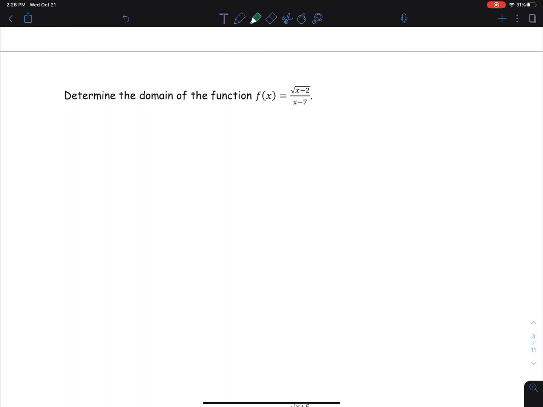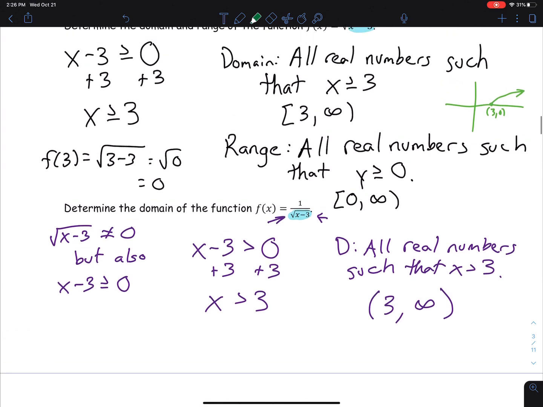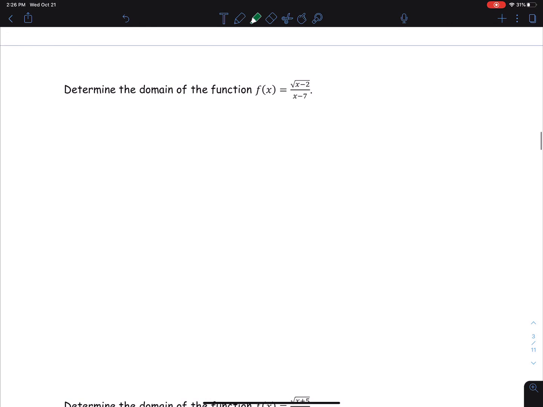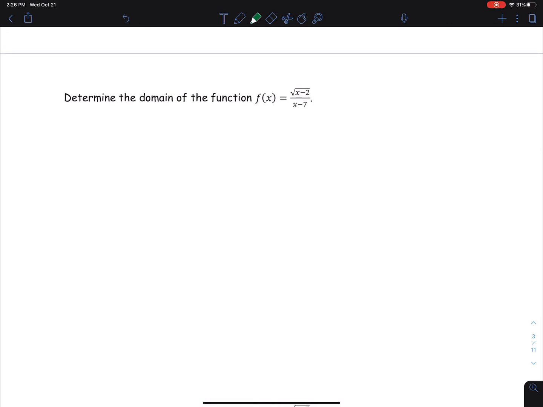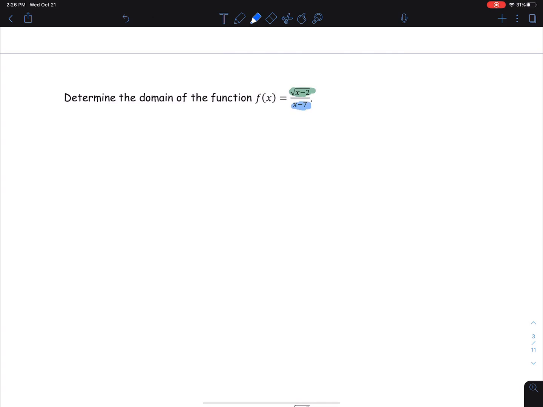So determine the domain of the function f of x equals the square root of x minus 2 over x minus 7. Take a minute. I want to know what's a little different about this problem than the ones we did before. Pause the video and play it once you're done thinking about that. Here's what I was thinking. We have a square root, we have restrictions in the numerator we have to account for, and we also have restrictions in the denominator we have to account for.